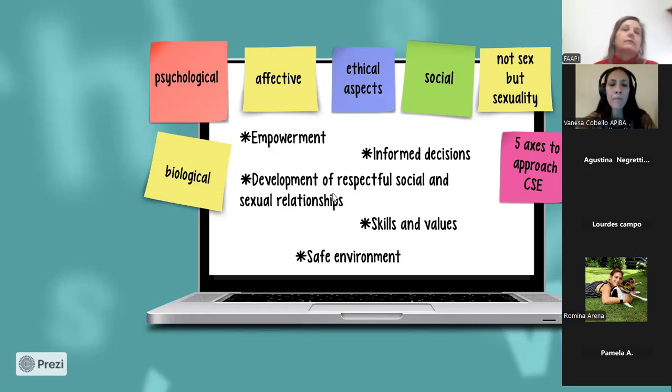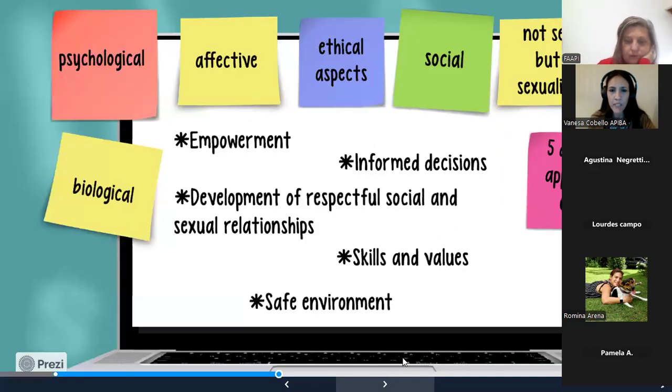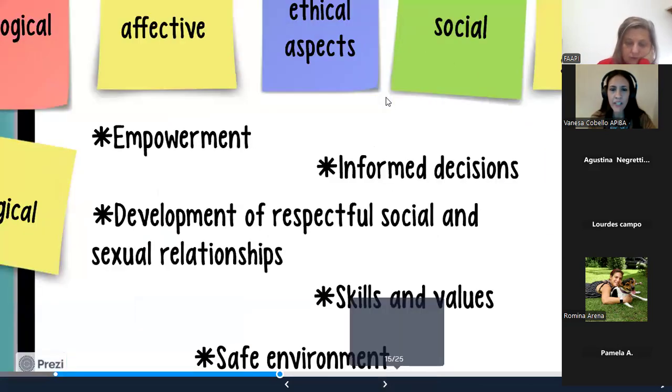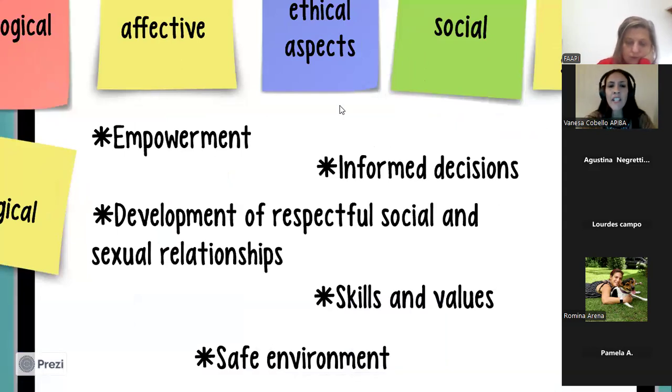And why CSE? This is, I believe, very important. Because when you include CSE in your classroom, the idea is that you could equip your learners with skills and values, for them to make informed decisions, developing their critical thinking, and to develop respectful and social relationships. You are empowering your students.